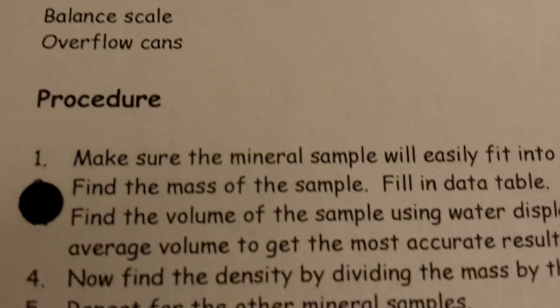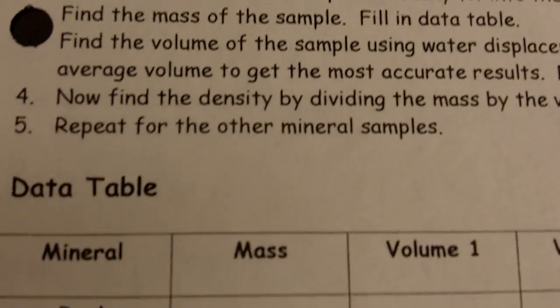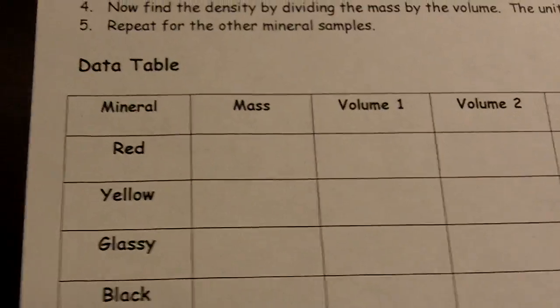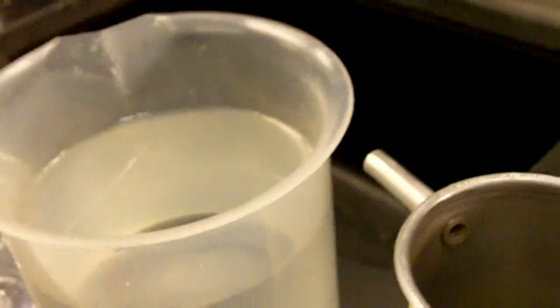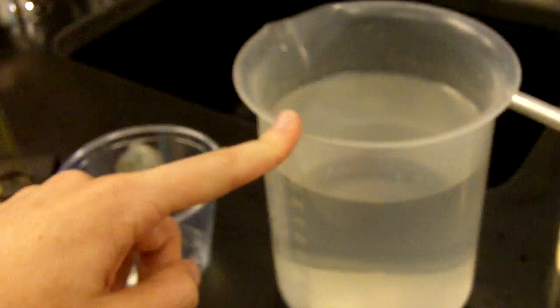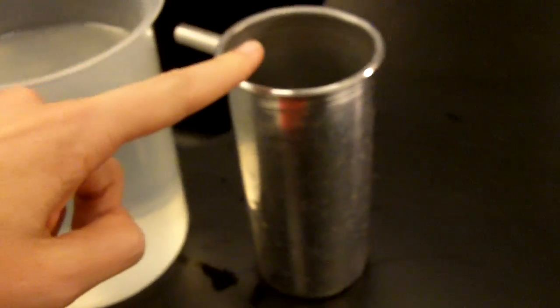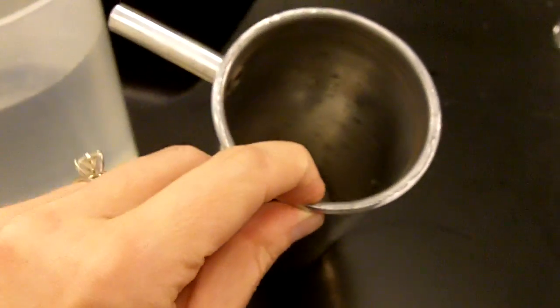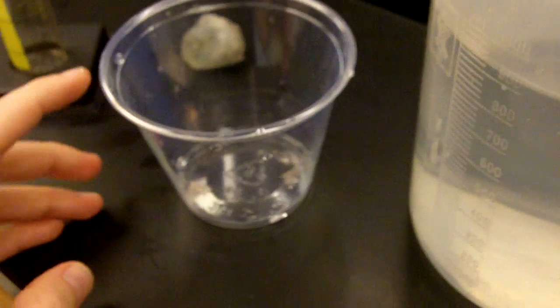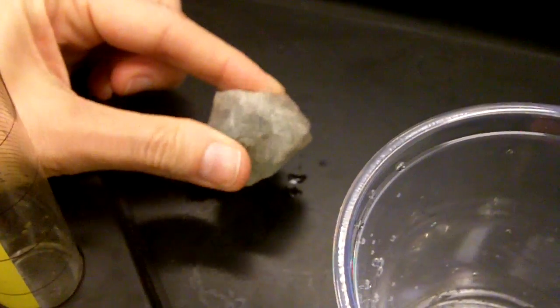I'm going to have some supplies. I'm going to show you the procedure, and you're going to record your information on the data table. Before we get going, I'll give you a tour. We've got a beaker with water in it. We've got an overflow can, which is just a can with a spout. We have a container to catch water, we have a graduated cylinder, and we have our mineral.